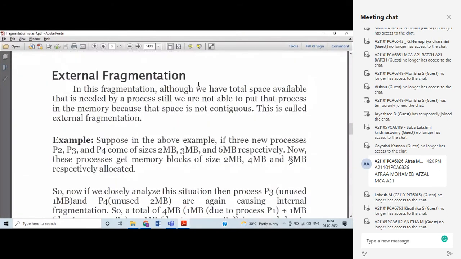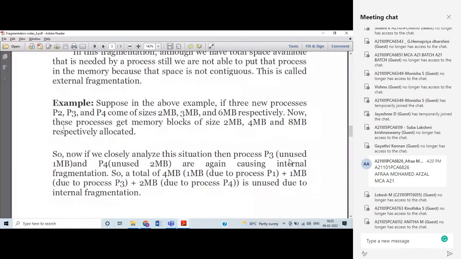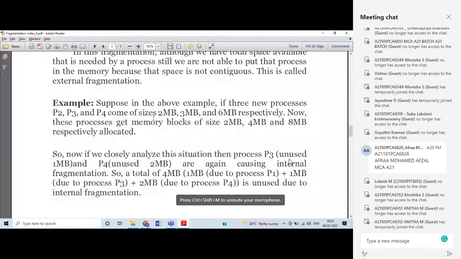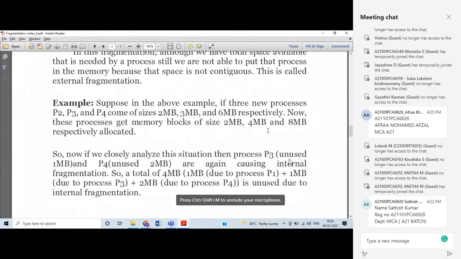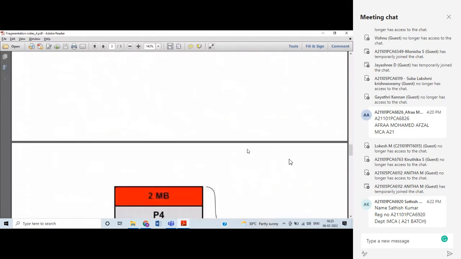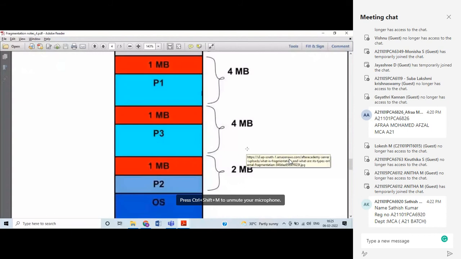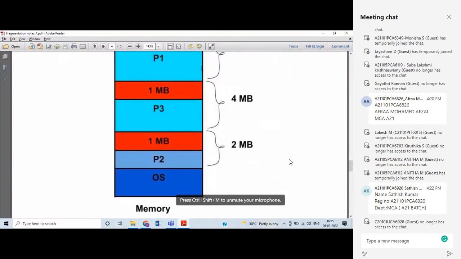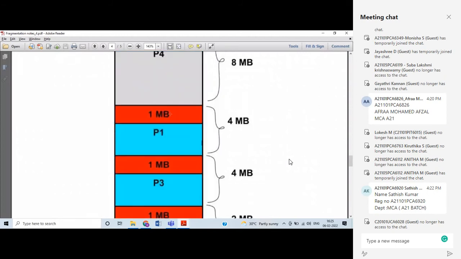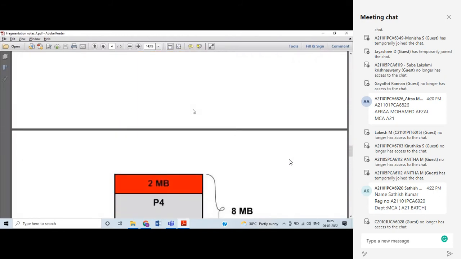Suppose in the above example, 3 new processes, P2, P3 and P4, come with the sizes 2 MB, 3 MB and 6 MB. That is, P2 is 2 MB, P3 is 3 MB and P4 is 6 MB. Now these processes get memory blocks of the size 2 MB, 4 MB and 8 MB. Look here: P2 gets 2 MB, P3 gets 4 MB and P4 gets 8 MB.